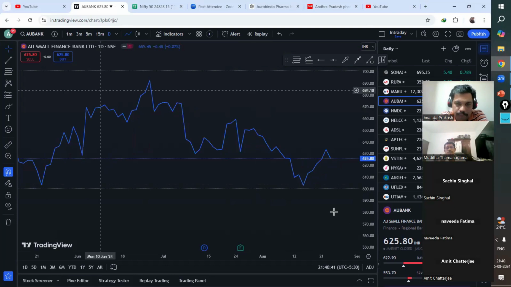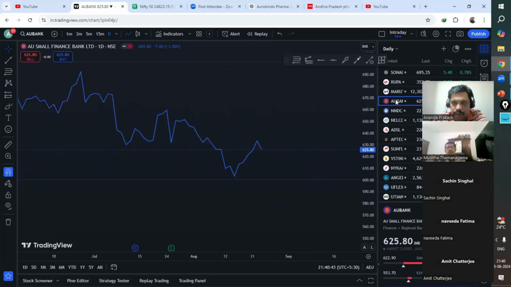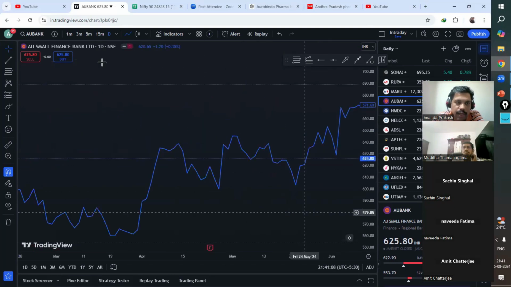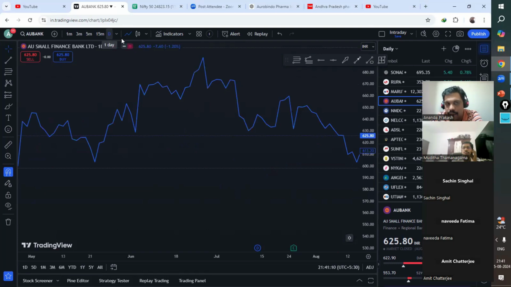For example, I'm taking AU Small Finance Bank here, and if I move my cursor here on the 23rd, it shows the closing price of 625.80. The stock closed at that price. In the same way, each and every closing point keeps getting connected, and it creates a line here. So this is called a line chart. You can see the chart momentum. This is a daily chart. You can see a D. D means daily chart.